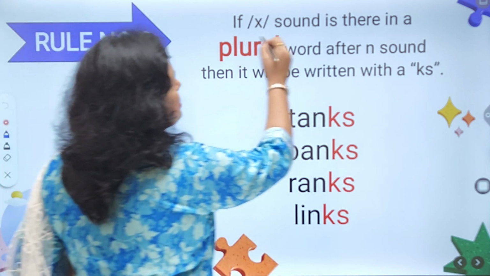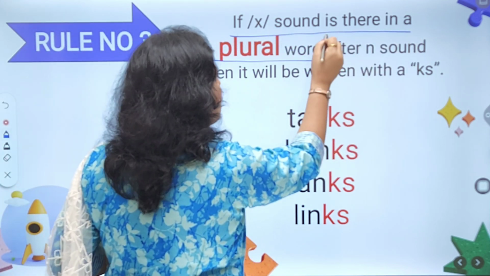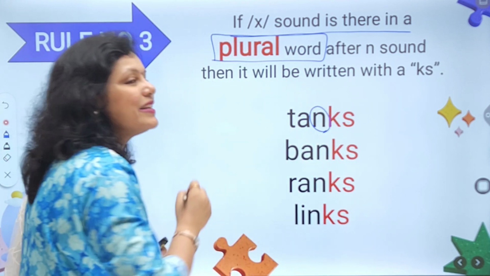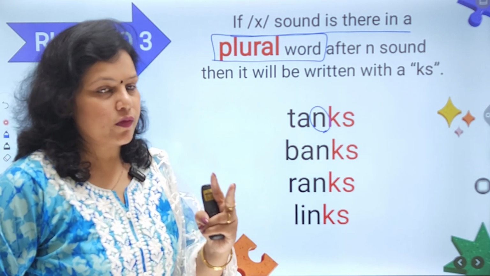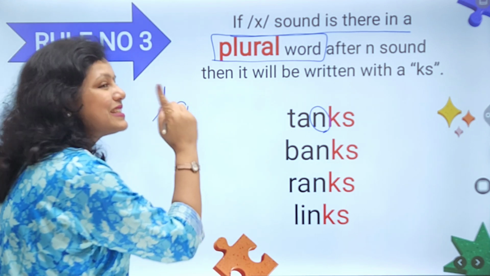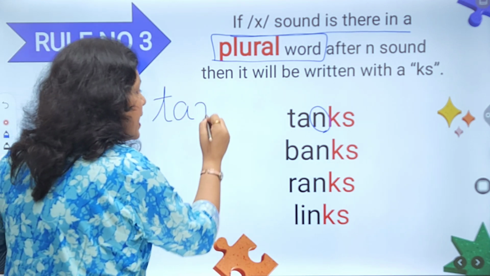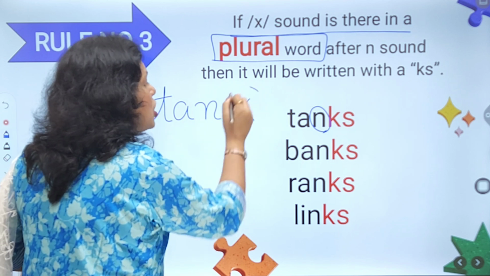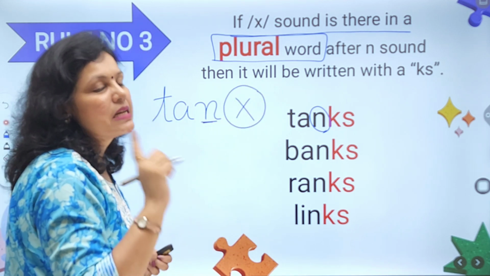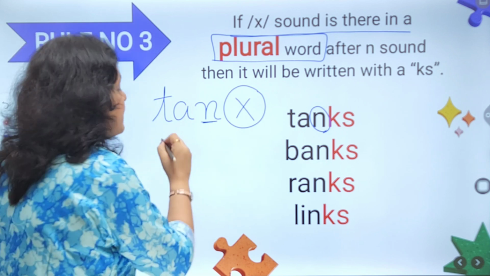The third rule now says if the X sound is there in a plural word, but it is followed after a consonant sound. There are 2 things over here that you need to understand. Whenever you are hearing the X sound that may come after a consonant. Now, since this is coming after the consonant sound, we have a different rule.